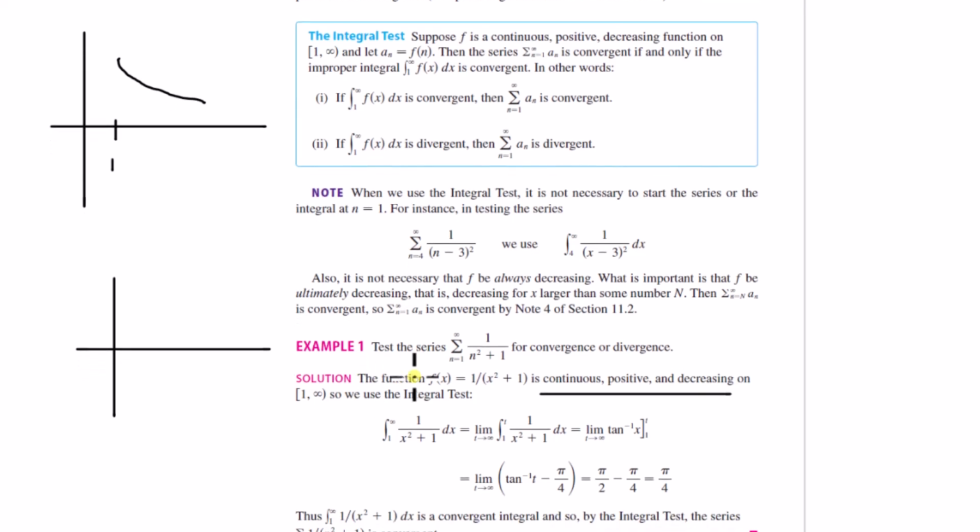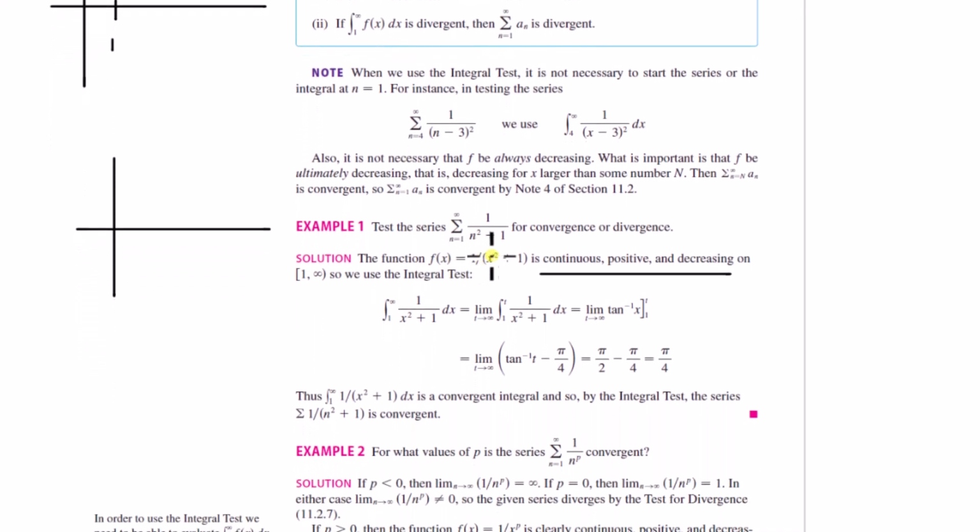That's why for this series here, if you take the n out and replace this sequence formula with an x, that function of x is continuous, positive, and decreasing, going from 1 to infinity as well. Then you do the improper integral, and since that integral converges, that means this series converges. If this diverges, that means this series would diverge.